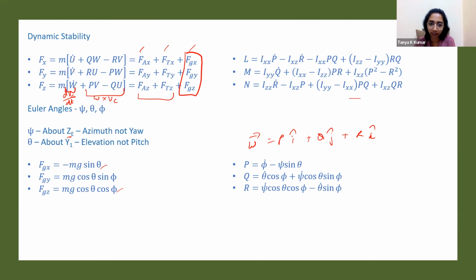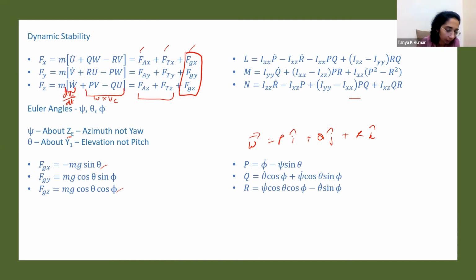The aerodynamic and thrust, that is propulsive forces, which frame are they measured in? We have only two frames here, that's the body frame and the inertial frame. Stability axis, we have not yet come to that. So just think about this. In which frame do you think the aerodynamic and the thrust forces will be measured? What are the aerodynamic forces?